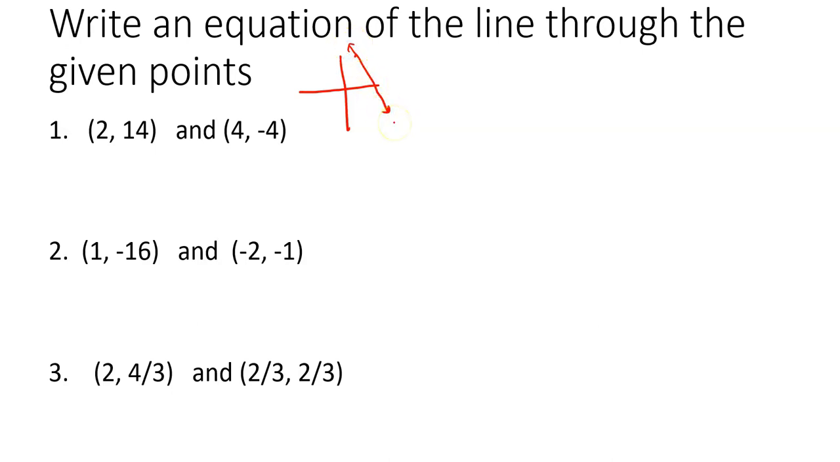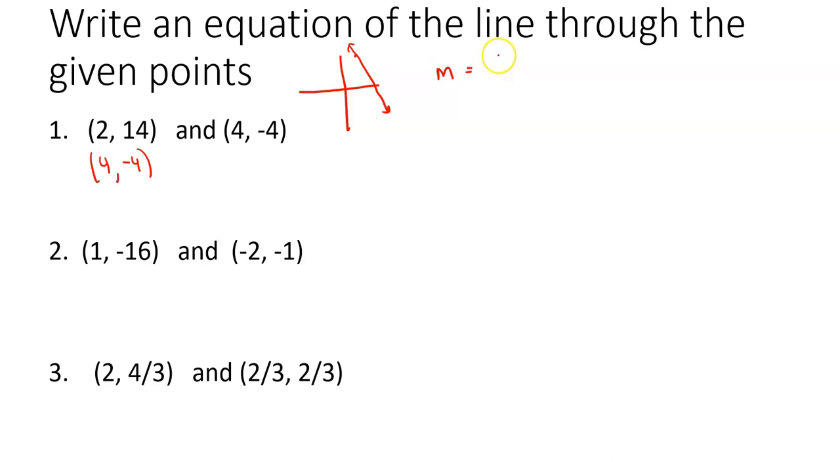Well, we need 2 things for a line. We need a point and we need slope. We have 2 points to choose from, so we're okay there. What we don't have is a slope. So the first thing we'll do is try to find the slope between (2, 14) and the other point, (4, -4). All right, so slope is change in y over change in x.